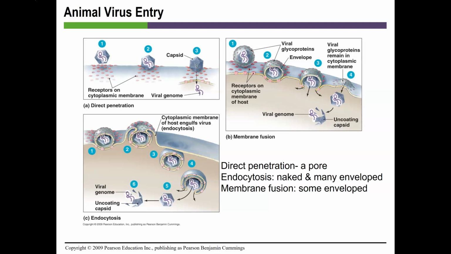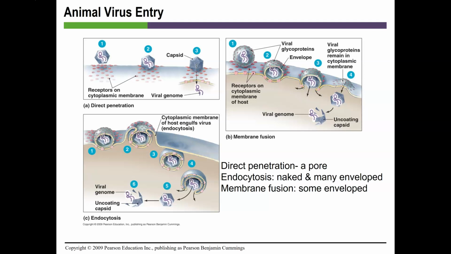When an animal virus enters, it uses one of the three mechanisms depicted in this figure from your book. The first they call direct penetration. Basically, after the virus attaches, it uses a pore or a channel that's on the membrane of the cell, and it shoots the genome right through that pore. That is direct penetration, using a channel to get in.